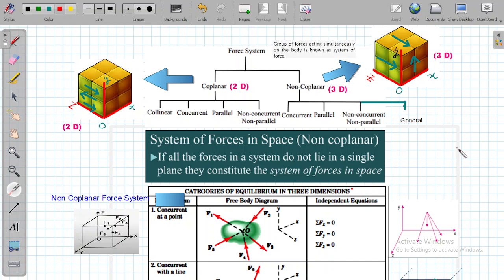Hello everyone. In this video, we are going to discuss 3D equilibrium force systems. As the name suggests, 3D equilibrium force systems means those systems which are in 3D, and 3D means space. They are also termed as non-coplanar force systems. There are two kinds of systems: coplanar force systems and non-coplanar force systems. Coplanar force systems, as the name suggests, lie in a single plane and are basically 2D systems.